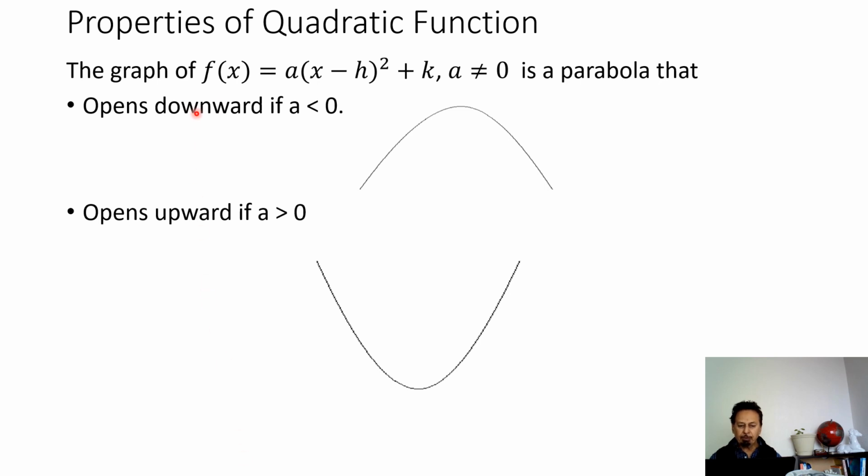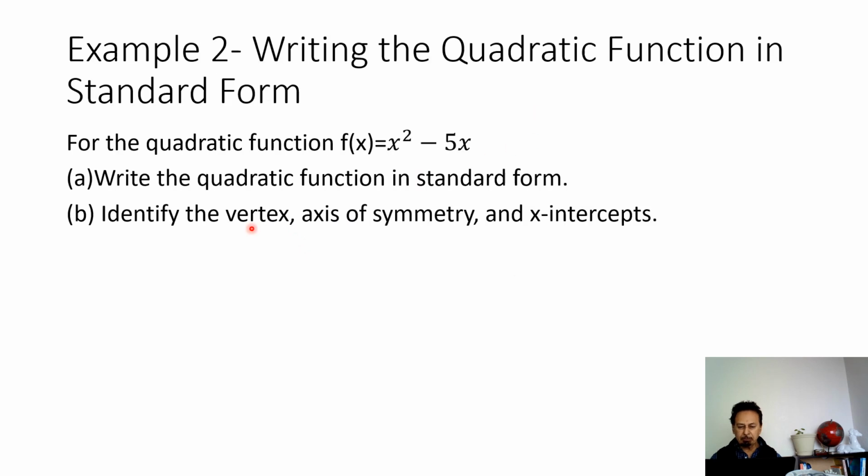The graph of f of x equals a times x minus h squared plus k is a parabola that opens downward if a is less than 0 and opens upward if a is greater than 0. Writing the quadratic function in standard form.